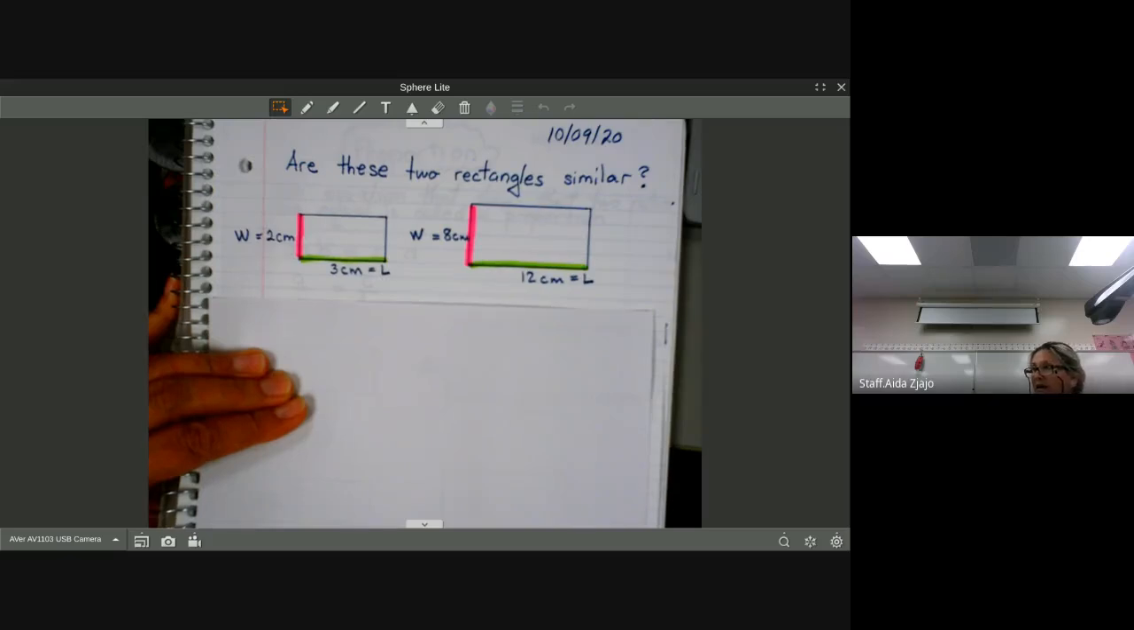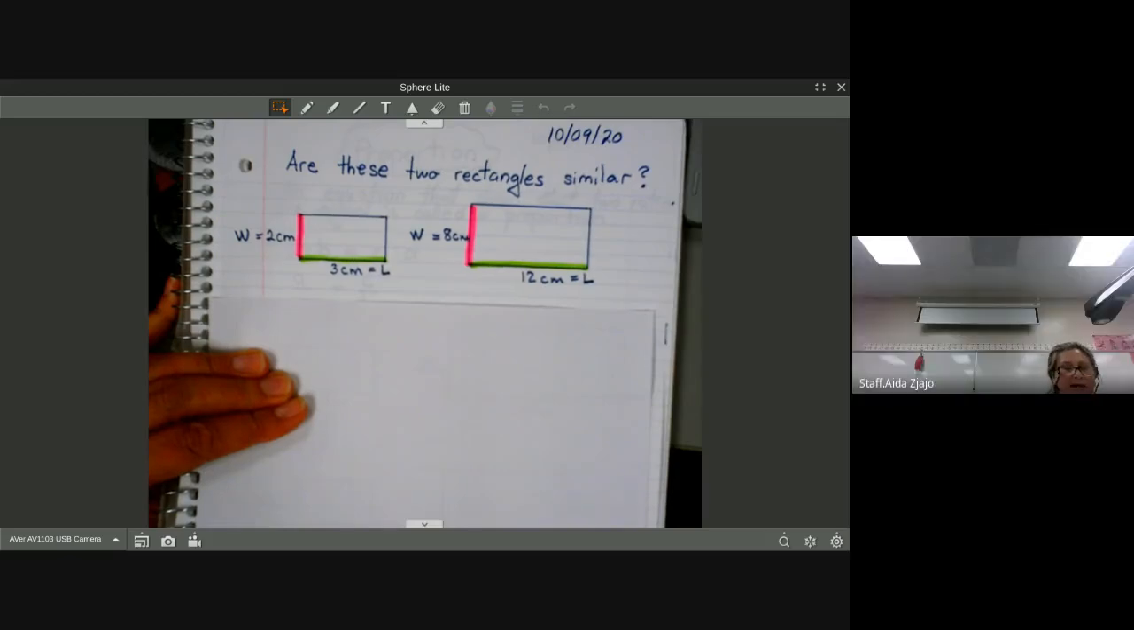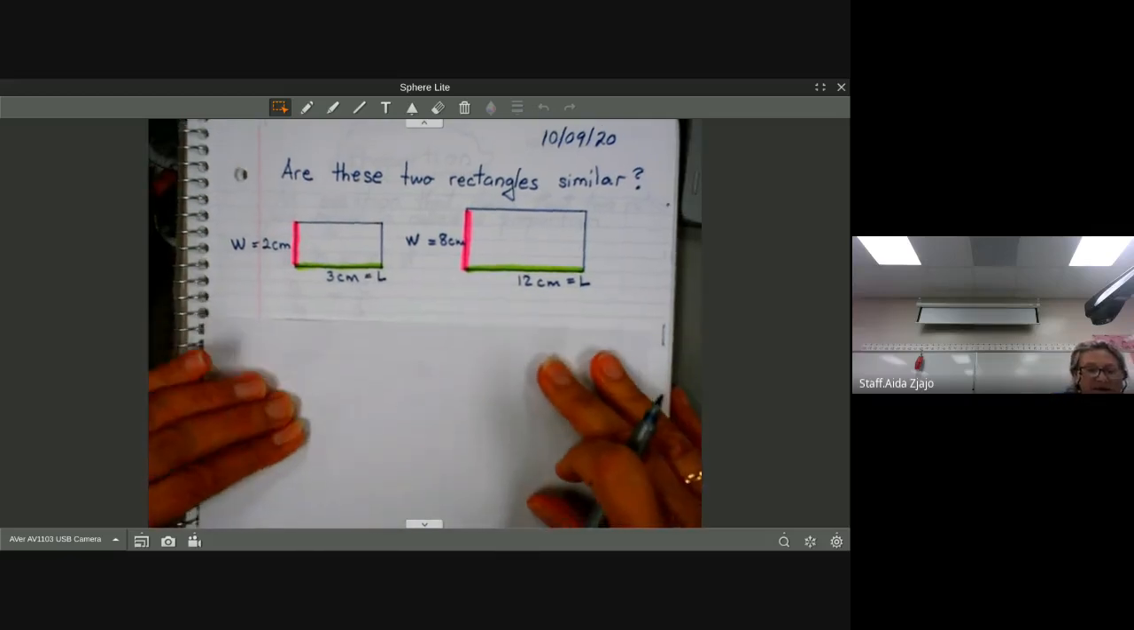Can I move on, guys? I'm done. Thank you. Okay, very good. So when we look at this picture, we have two rectangles, and one is smaller, one is larger. But then they ask, are they similar or not? So what do we need to look at? We're going to look at their ratio, and then see if they are proportional.